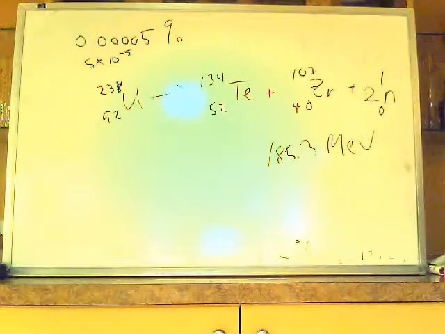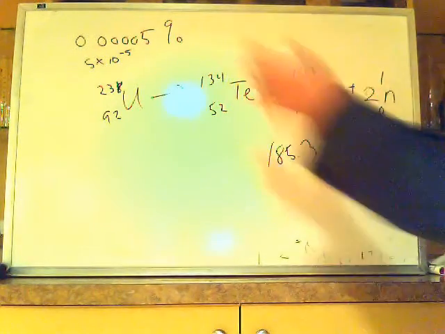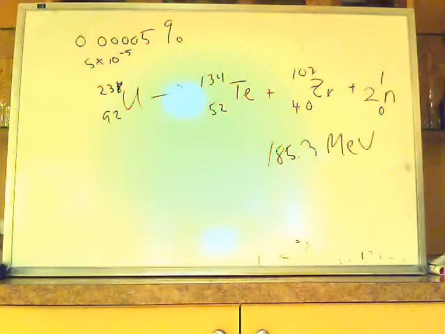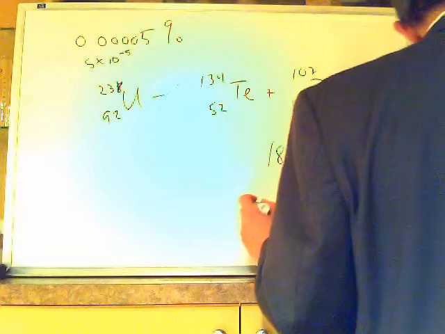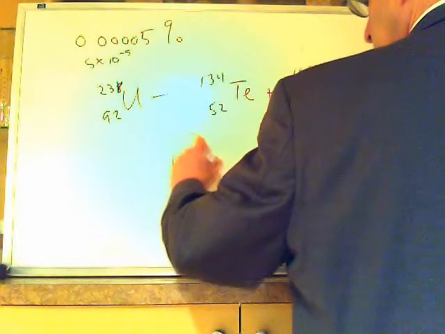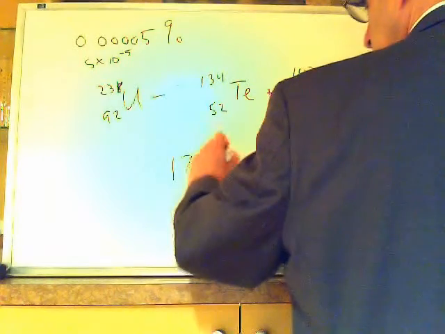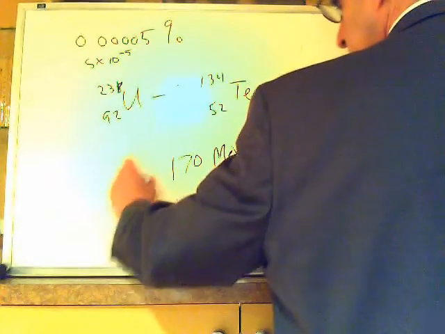So once we've got that number, then we can go back and look at, using the formulas that we had before, we can calculate K sub T, which is 0.80 times the product of the two atomic numbers, 52 and 40, divided by the cube root of 134, which is the atomic mass of tellurium, and 102, which is the atomic mass of zirconium. And when we do that, we arrive at an answer of 170.0 million electron volts, 170 MeV. So this is K sub T.